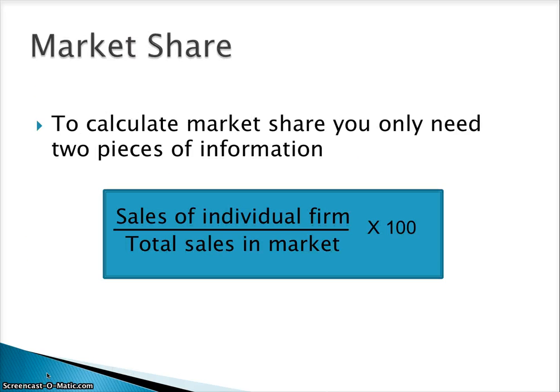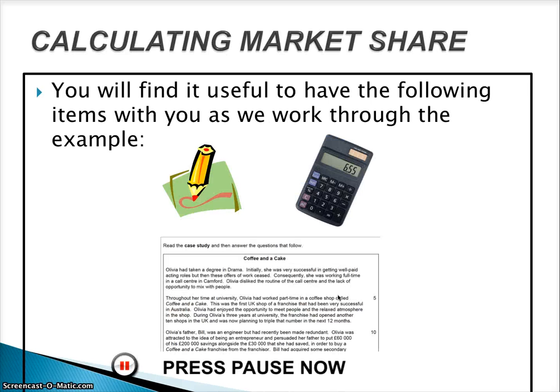What we would be looking at in market share is the sales of the individual firm over the total sales in the market. So instead of looking at the total number of children in the classroom, it's total sales in the market. Instead of looking at the number of boys, we're looking at the sales of the individual firm, and just dividing one by the other and multiplying by 100 in exactly the same technique. So basically 2 bits of information you need to look for: sales of the individual firm and total sales in the market. We're going to be looking at the coffee and a cake case study from January 2013.